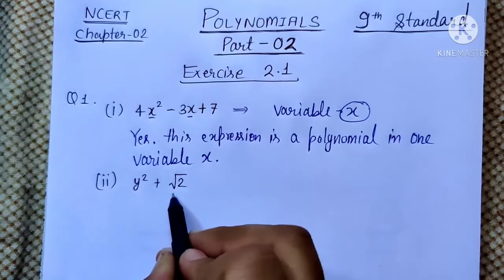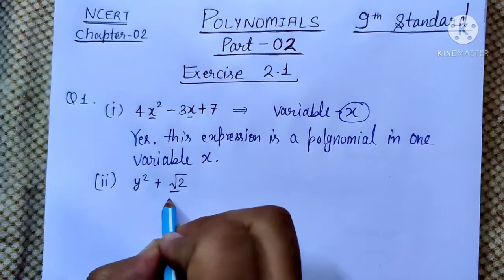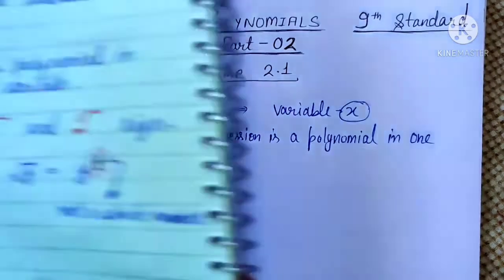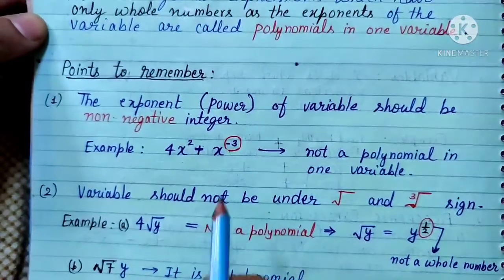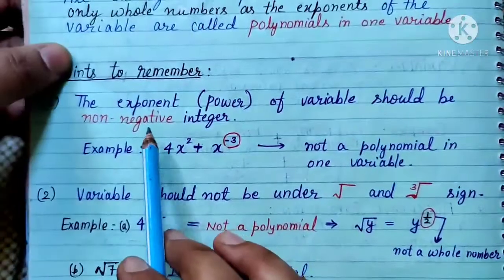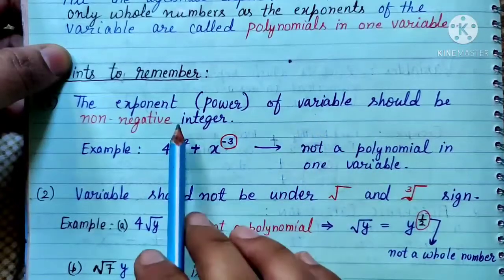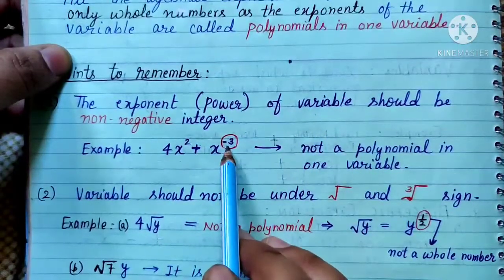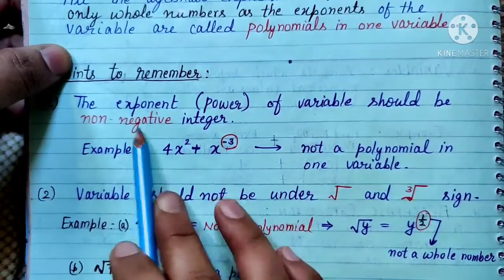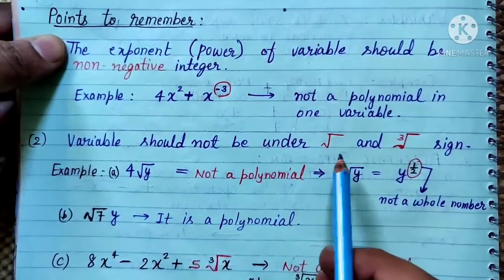Now after observing that this digit is under root, the under root reminds us of some rule. Now what were the rules? Now again I am showing you. These were the rules which we have to remember before checking whether the polynomial is in one variable or not. The first rule says that the exponent, meaning power, of the variable should be a non-negative integer. It should not be negative. It should be non-negative. Okay, it means positive. And the second says that the variable should not be under root or cube root.